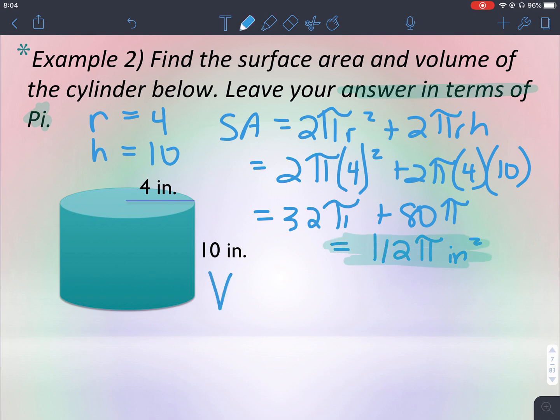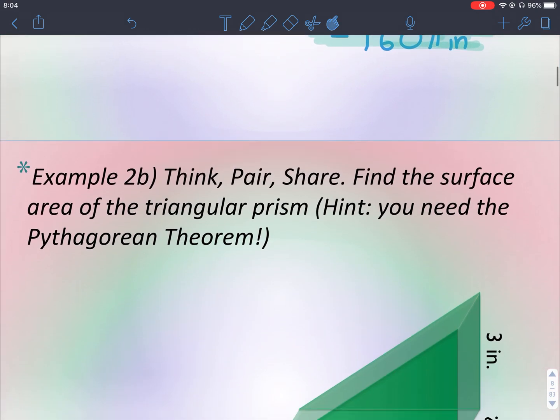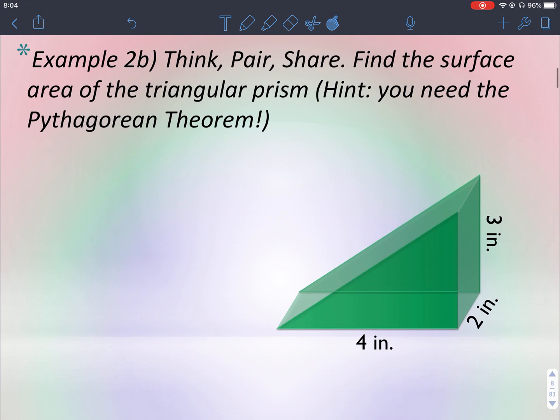The volume is going to be given by pi r squared h. And that's 160 pi cubic inches. Here's another question for you. Find the surface area of the triangular prism. Hint, you will need the Pythagorean theorem because we're going to make that a right triangle there. So at this point, pause the video for a moment, try the problem on your own, and then see if you can get the correct answer.